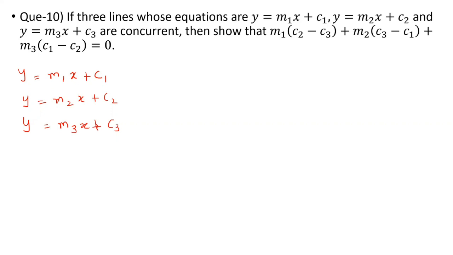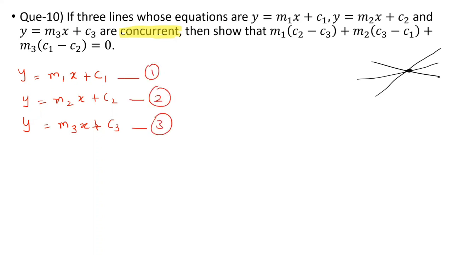This example has just mathematical calculation, right? So let me tell you this thing. If the lines are concurrent, that means they pass through one single point. It will be the case like this. It will be the case like this. This is the point of intersection, and three lines are like this way, right? Okay. So let us say this is equation 1, equation number 2, and equation number 3.